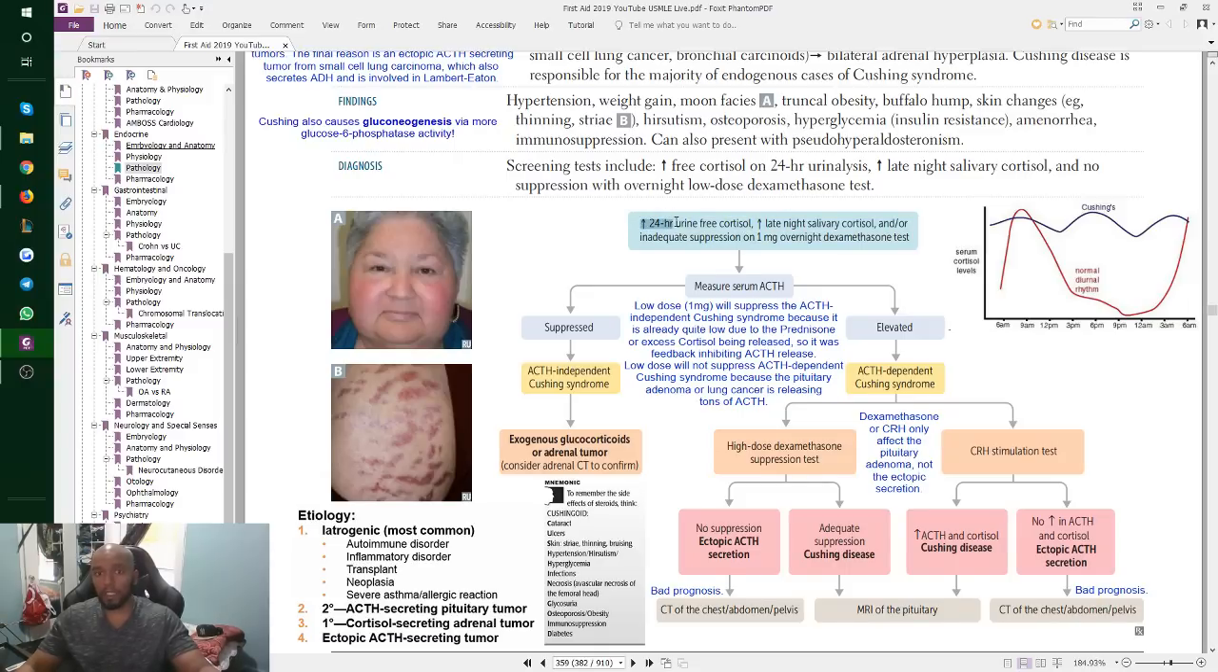So the patient has high 24-hour urine free cortisol. That means they're urinating a lot of cortisol because they're probably making too much. High late-night salivary cortisol. You can see that in this image here from USMLE RX. The red line is showing your normal diurnal rhythm of your cortisol. The time is on the bottom here: 6 a.m., 9 a.m., 12 p.m., 3 p.m., 6 p.m., 9 p.m., 12 a.m. So you see at midnight, cortisol secretion is extremely low.